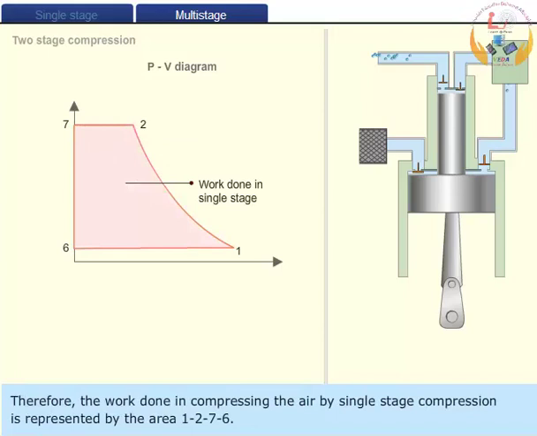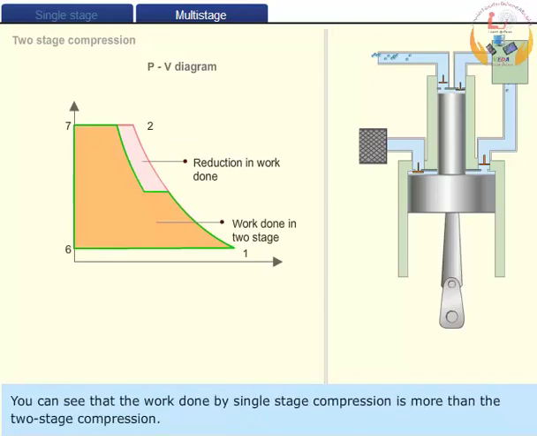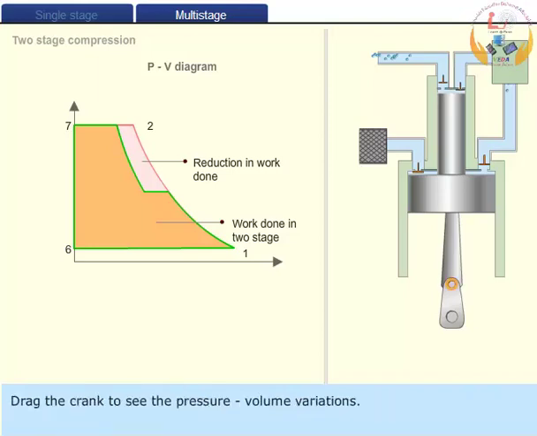Therefore, the work done in compressing the air by single-stage compression is represented by the area 1, 2, 7, 6. You can see that the work done by single-stage compression is more than the two-stage compression. Drag the crank to see the pressure volume variations.